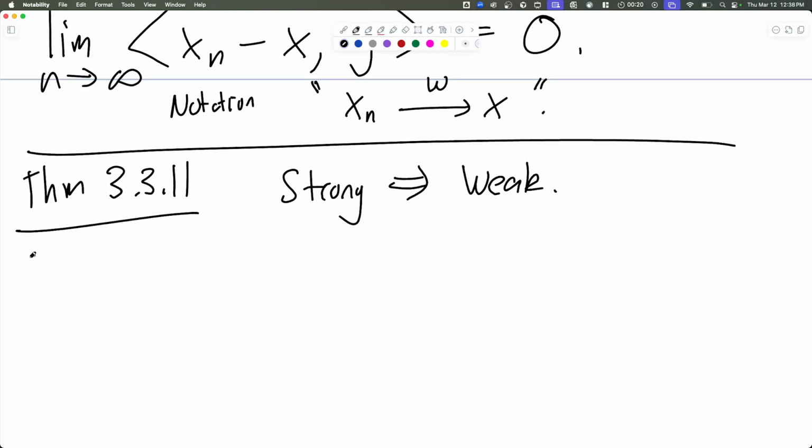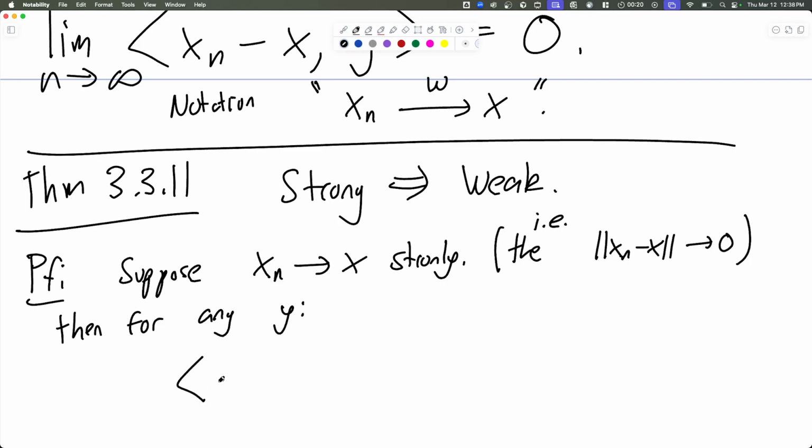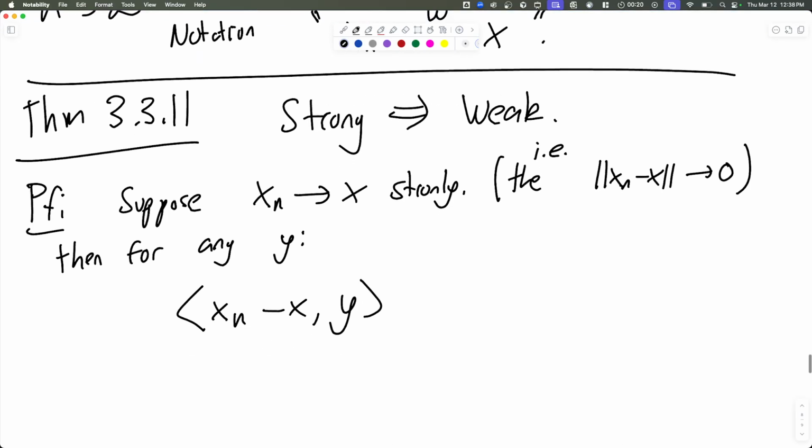So, proof. Suppose xn goes to x strongly, i.e. the norm of xn minus x is converging to 0. Then for any y, the inner product of xn minus x with y, you can write it by Cauchy-Schwarz. It is less than the norm of xn minus x times the norm of y by Cauchy-Schwarz.